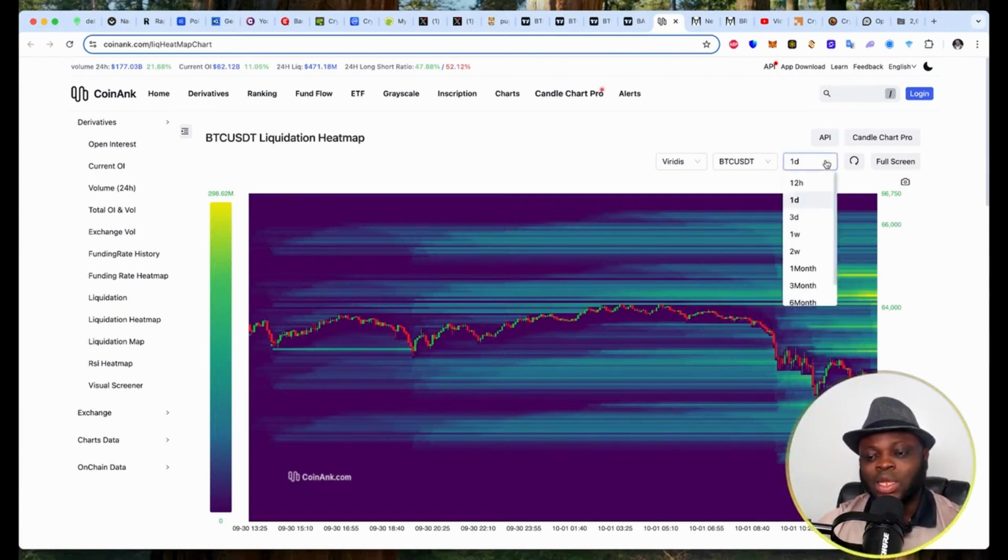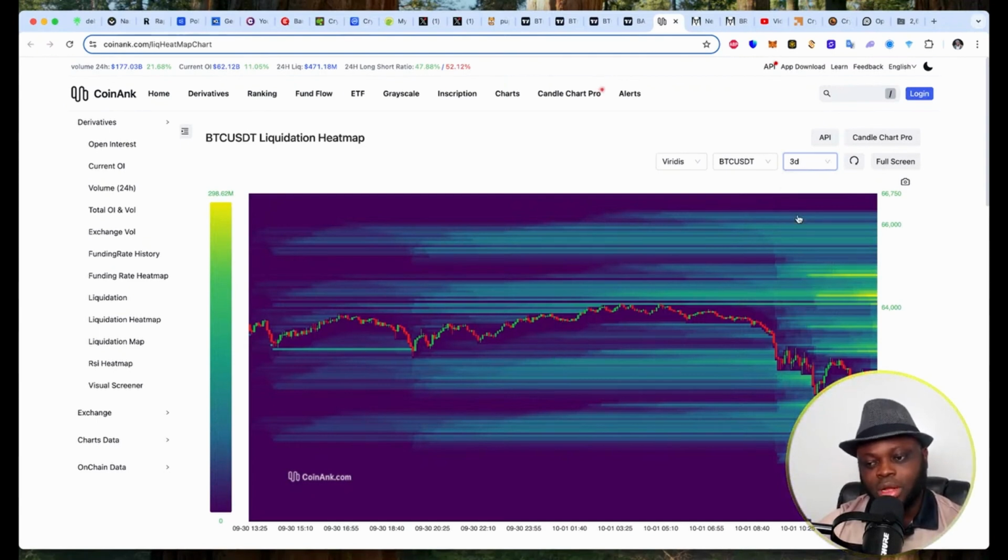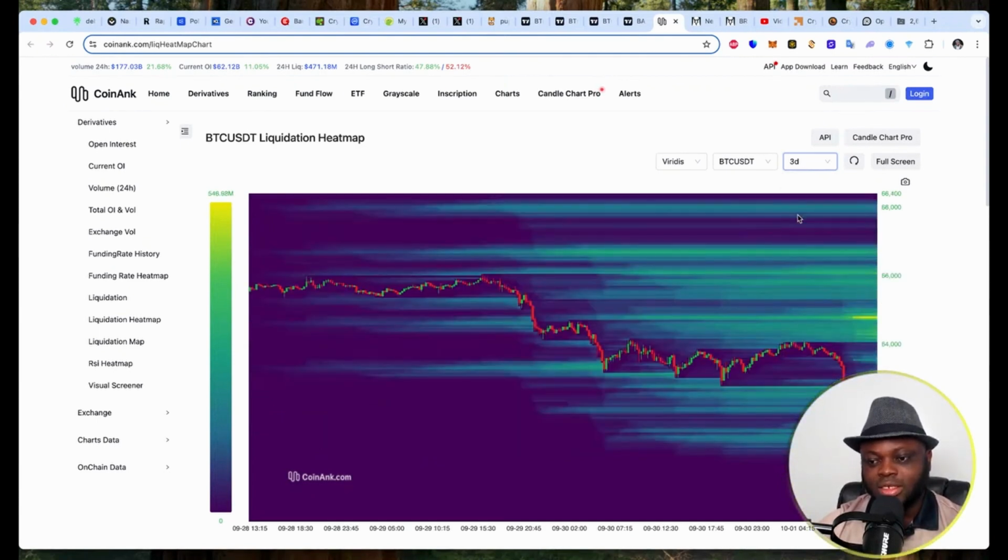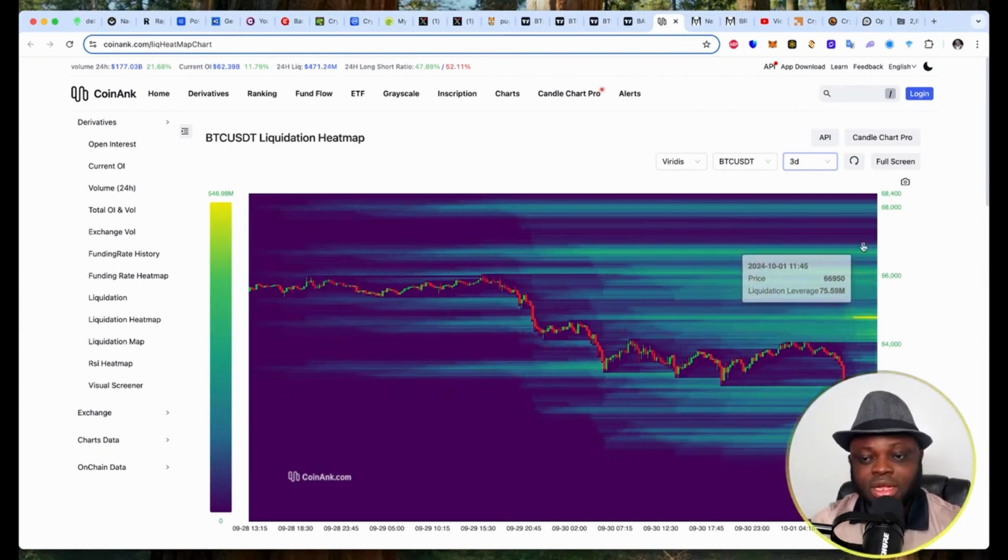Now let's look at the weekly time frame, or the next 3 days. What might happen for the next 3 days? They can still bring price to $66,000. You can see where we are. They can still bring price back there. And if price is able to break this 64 zone, then they can get back to $66,000 and even 70K.